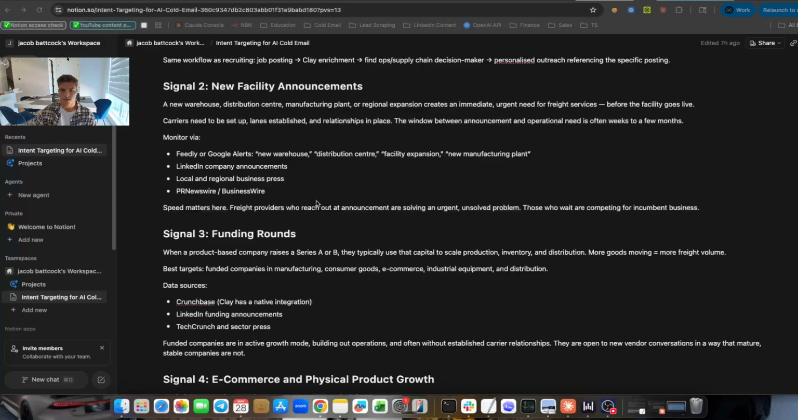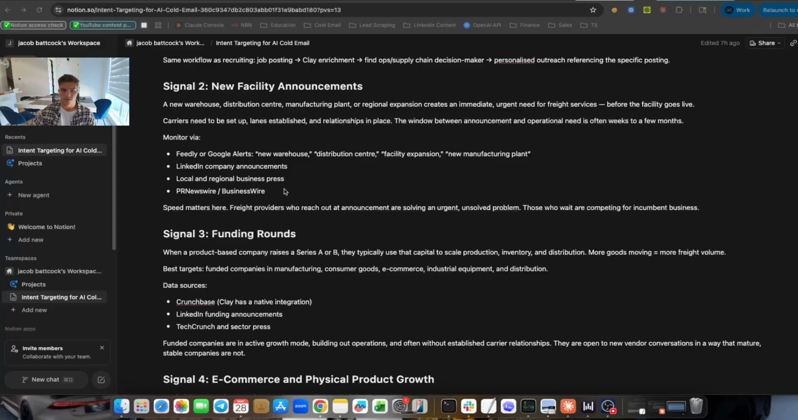Another signal that we have is new facility announcements. So anytime a company moving physical goods is going to announce a new warehouse, a distribution center, manufacturing plant, or any kind of regional expansion, this creates immediate and urgent need for freight services, even before the facility goes live. So the reality is carriers need to get set up, lanes have to get established, but more importantly, the relationships have to get set in place as well. These relationships take some time to obviously build, and the window between the announcement and operational need for these kinds of services is usually anywhere between 2 weeks to a couple of months.